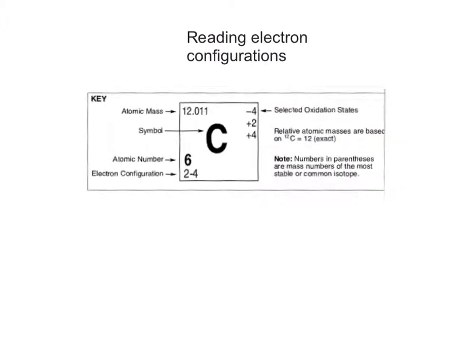Okay, what I would like you to do right now is take out your periodic tables and take a look at the very top of the periodic table from the chemistry reference tables. And what you're going to see is a box that looks like this. The box is your key, and in that box you have a bunch of things that are labeled.